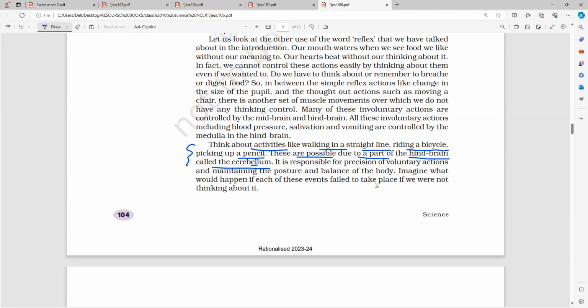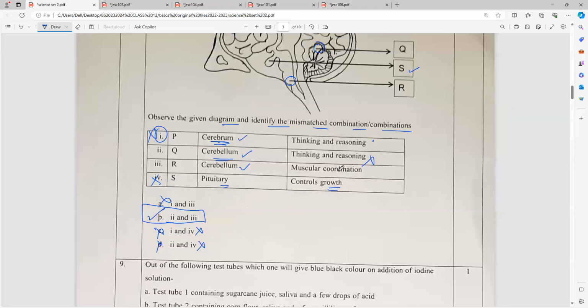Next. Same way, next one. Muscular coordination. Muscular coordination is done by whom? Muscle coordination is done by whom? Cerebellum. Muscle coordination is done by whom, guys?